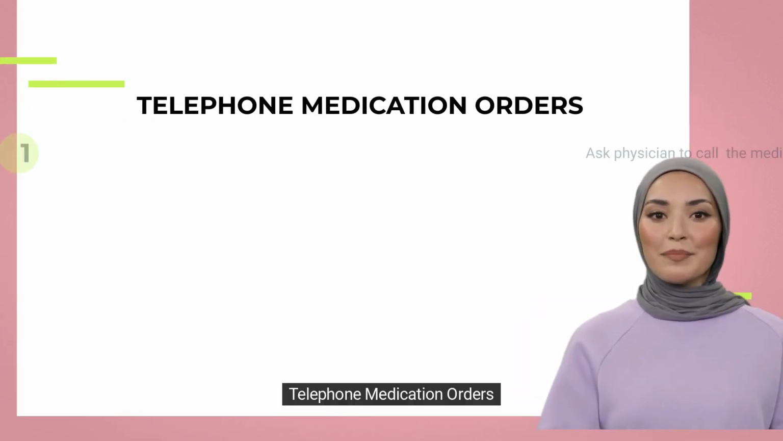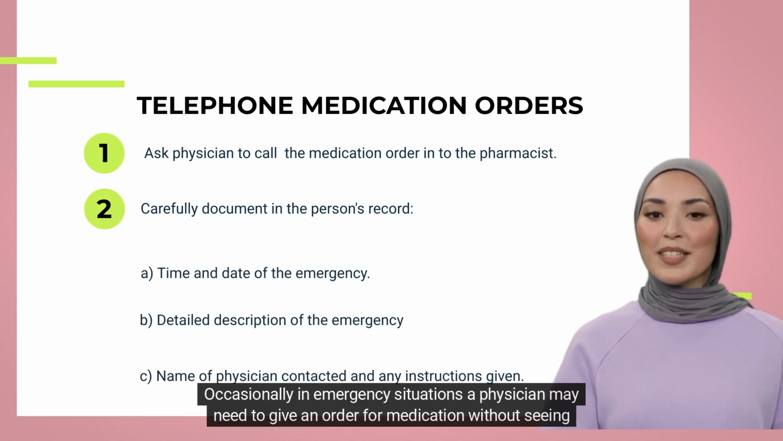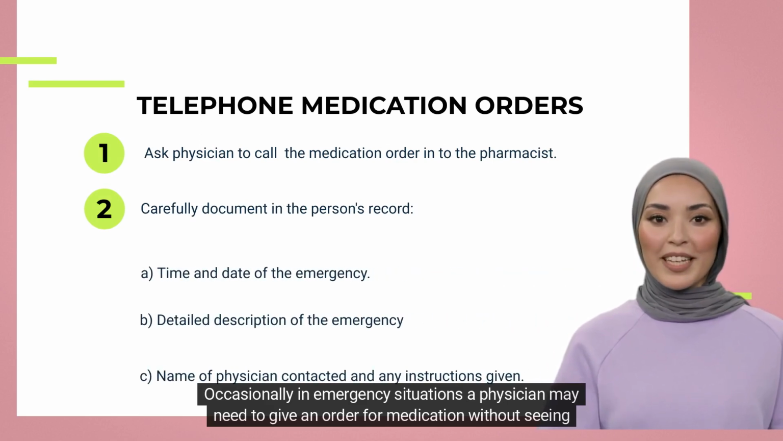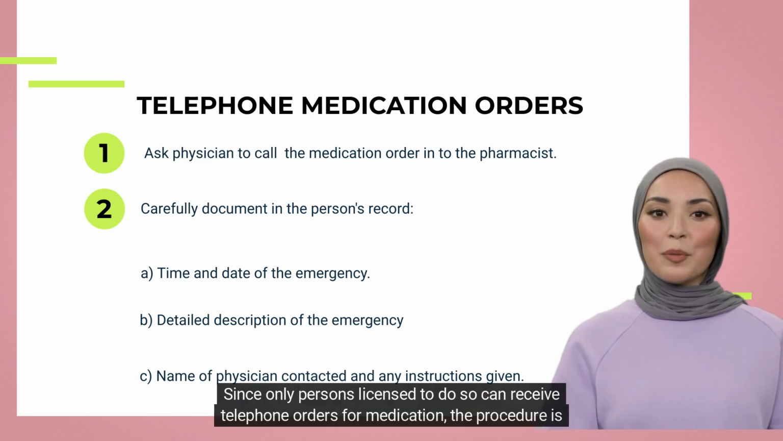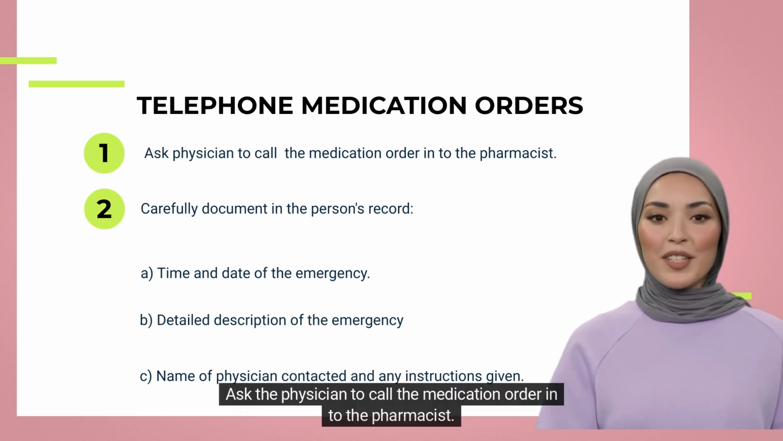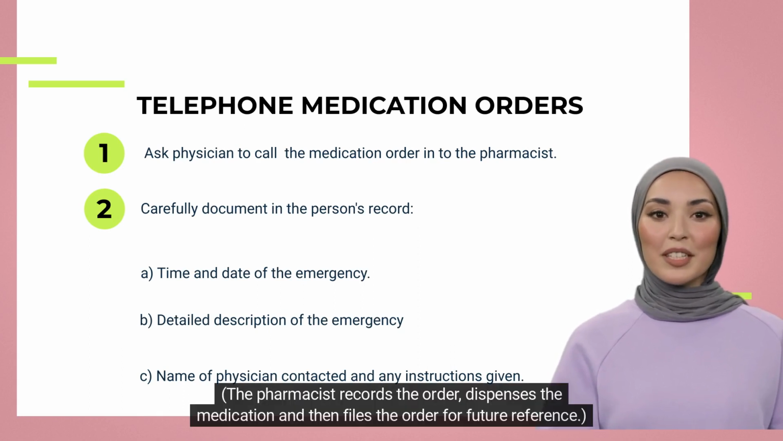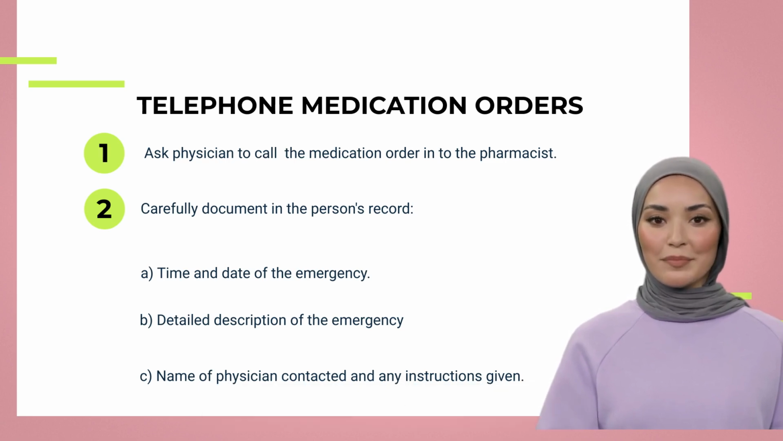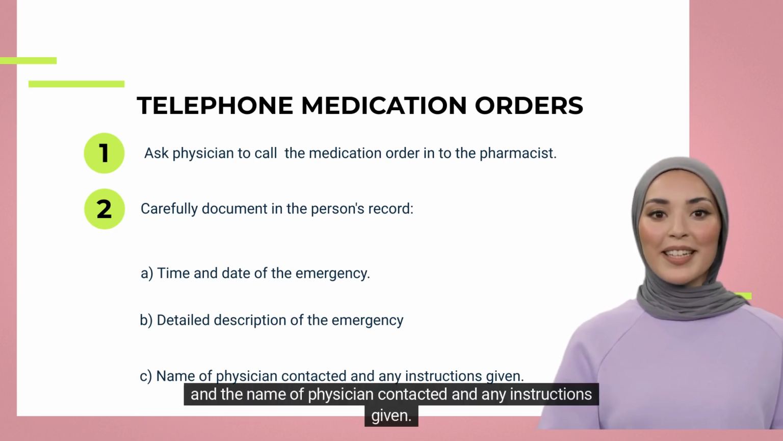Telephone medication orders. Occasionally, in emergency situations, a physician may need to give an order for medication without seeing the person. Since only persons licensed to do so can receive telephone orders for medication, the procedure is as follows. 1. Ask the physician to call the medication order into the pharmacist. The pharmacist records the order, dispenses the medication, and then files the order for future reference. 2. Carefully document in the person's record time and date the emergency occurred, a detailed description of the emergency, and the name of physician contacted and any instructions given.